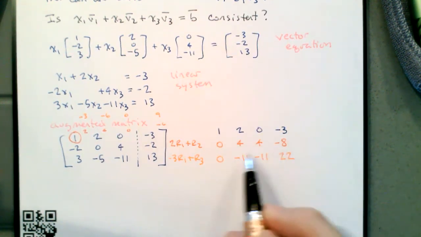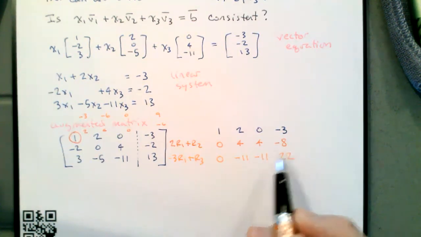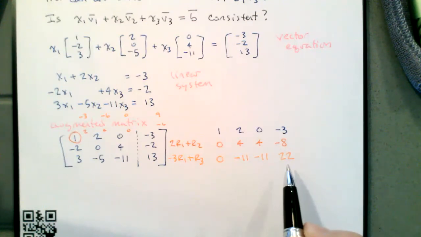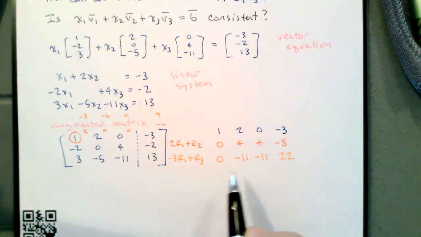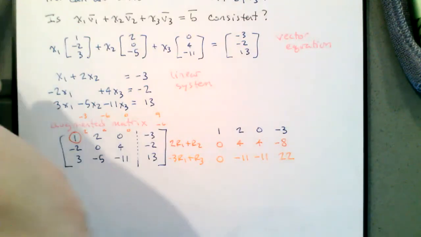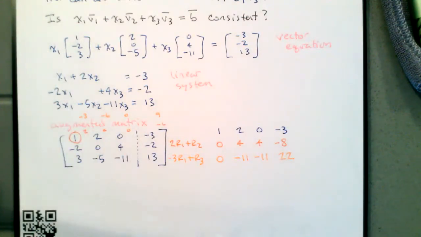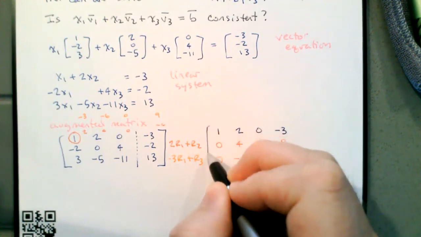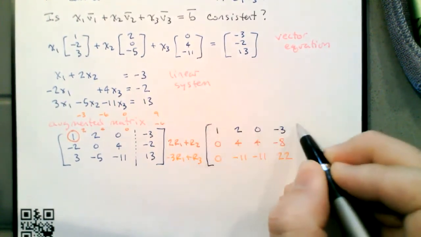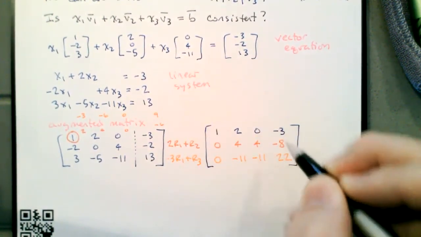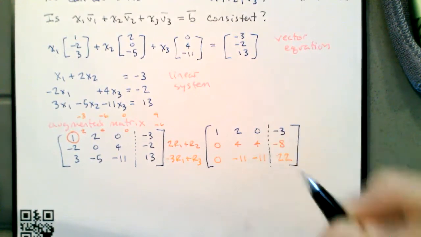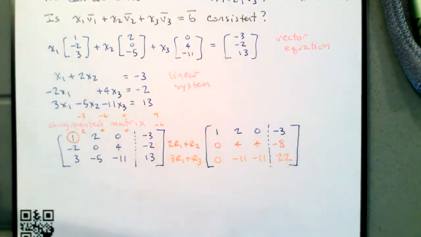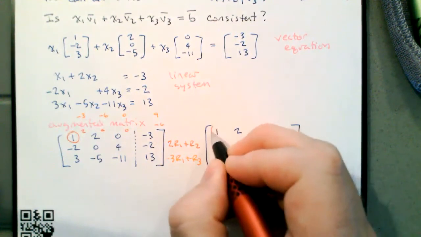And now, right now, we should be super suspicious. 4, 4, negative 8, negative 11, 22. We've got extra equations here. One of these equations is a combination of the others. If you don't see that right now, that's okay. We're still just trying to learn stuff. So this first column is done.